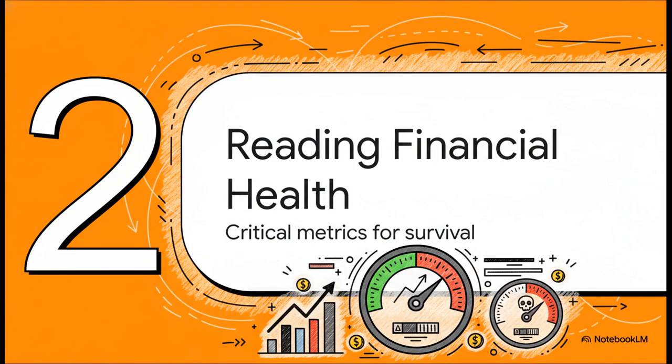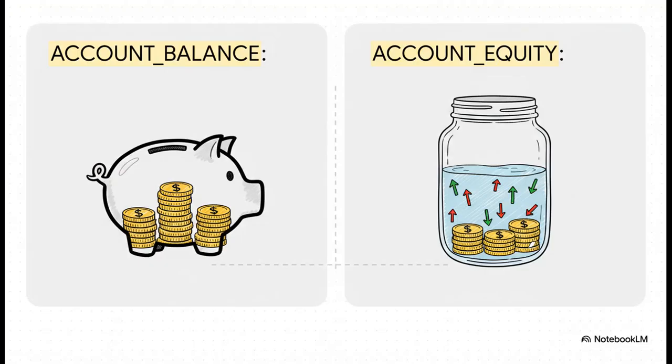Okay, let's dive into the key dials. We're talking about reading your financial health. These are the most critical metrics you need to watch for your robot's survival. Okay, first things first, we absolutely have to nail down the difference between balance and equity. They sound similar, but they're worlds apart.